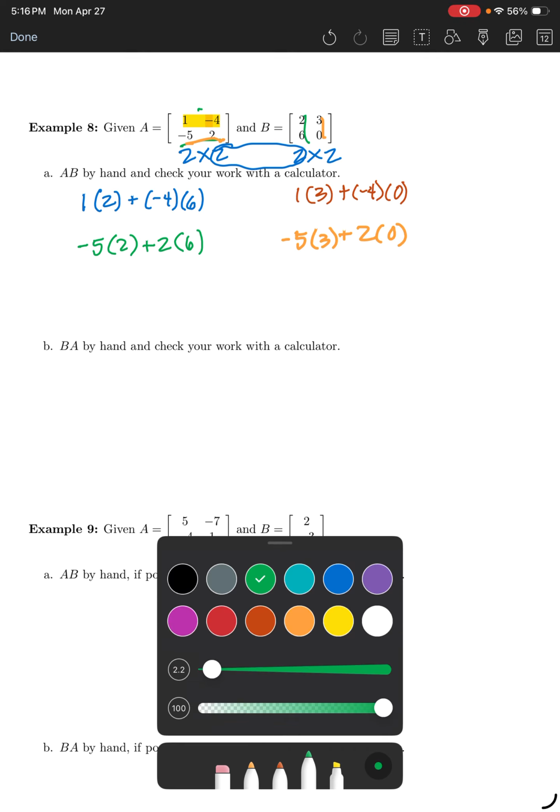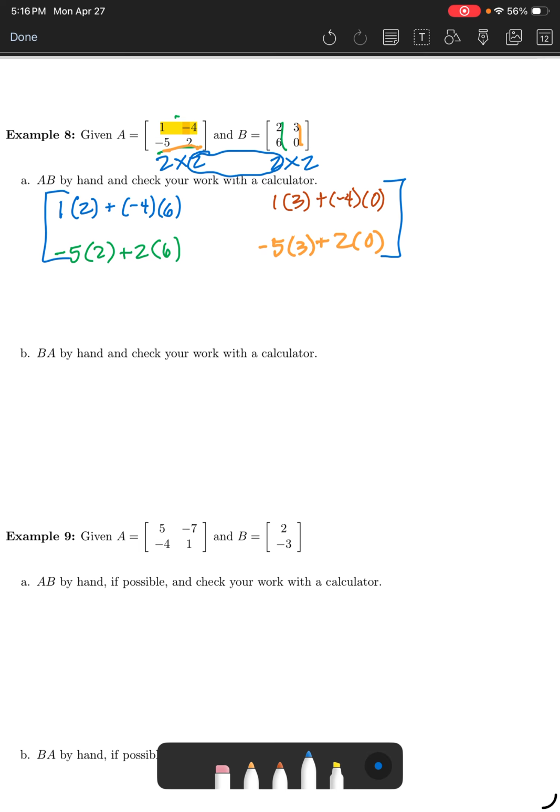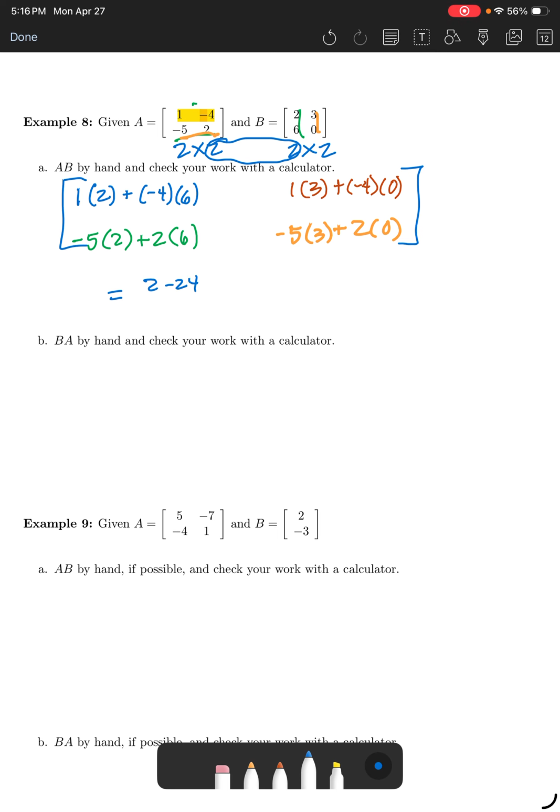And these will all be in the square brackets that let us know it's a matrix as opposed to some other mathematical expression. So 1 times 2 is 2, plus negative 4 times 6 will be 2 minus 24. 1 times 3 plus a negative 4 times 0 will be 3 plus 0. Negative 5 times 2 will be negative 10 plus 2 times 6 will be negative 10 plus 12. And negative 5 times 3 plus 2 times 0 will be negative 15 plus 0.